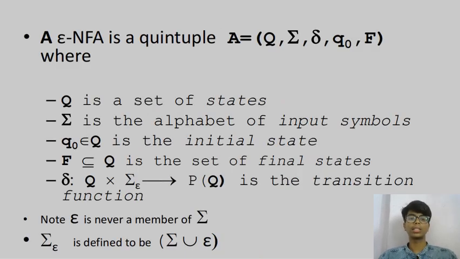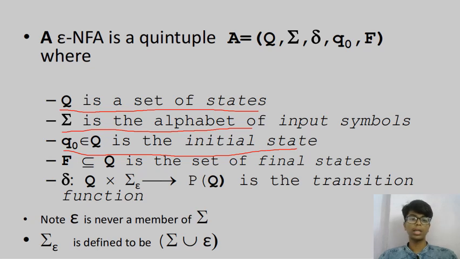So epsilon NFA is a quintuple. A is equal to (Q, sigma, delta, q naught, F), where Q is a set of states, and sigma is the alphabet of the input. For example, in the previous one, sigma is A, the alphabet of input. q naught is the initial state, which in the previous example is P, and F is a set of final states. And delta is the transition function, for example delta of P. Note, epsilon is never a member of sigma, and sigma epsilon is defined to be sigma union epsilon.